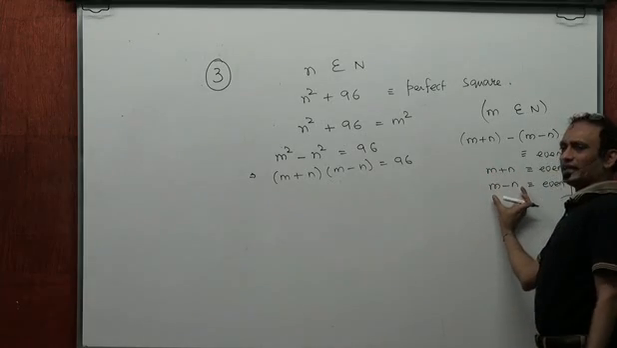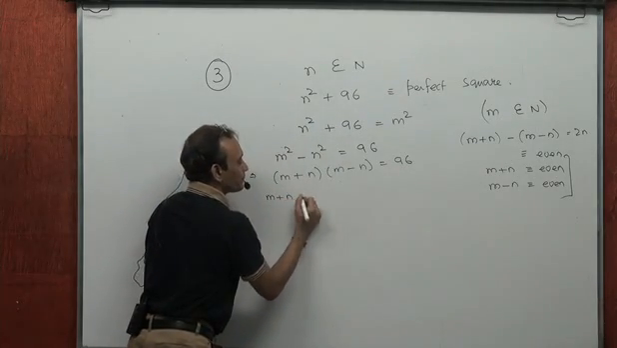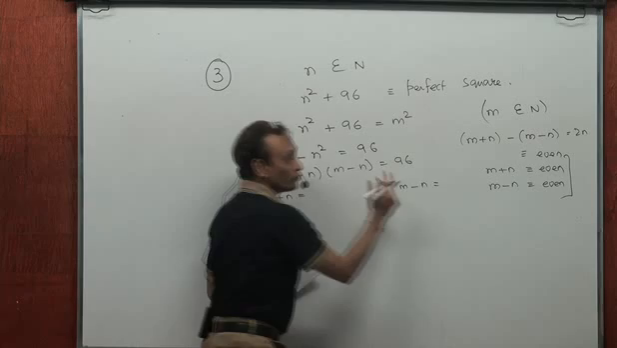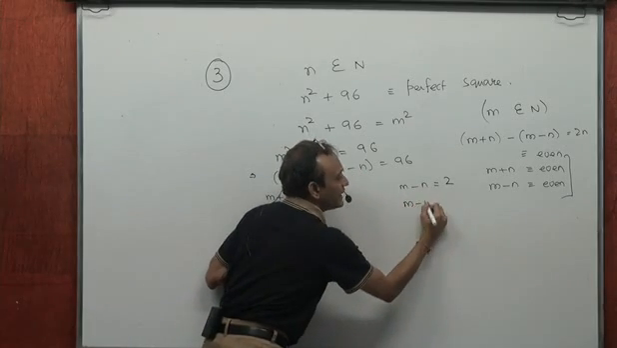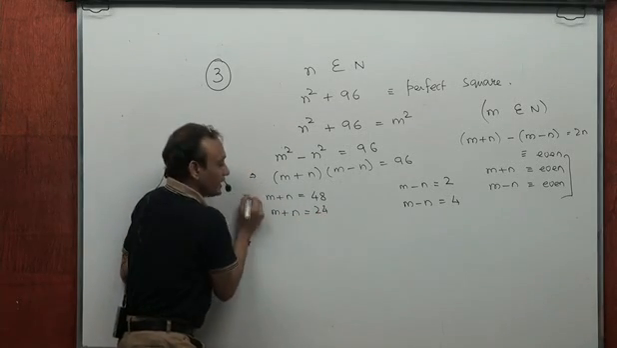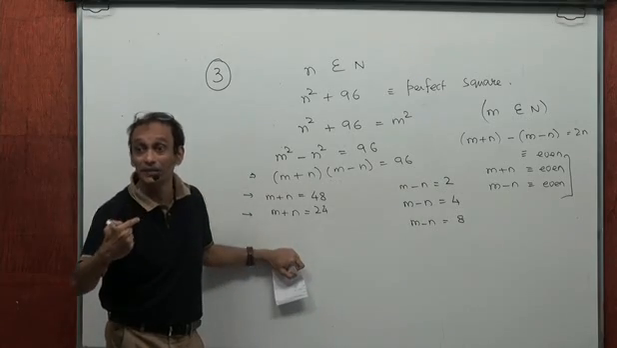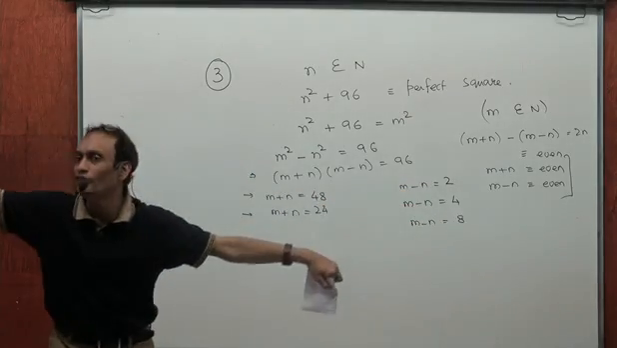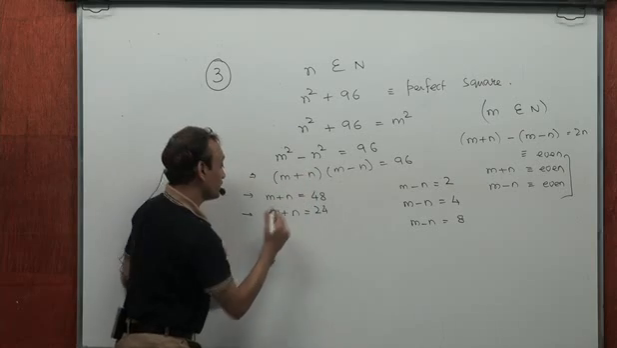And of course, m plus n is greater than m minus n because m and n are natural numbers. So then let's start looking at this. Say m minus n is 2, then m plus n would be 48. If m minus n is 4, m plus n would be 24. If m minus n is 8, then m plus n would be 12. Because m minus n and m plus n both have to be even, I am not even exploring m minus n equal to 3 or 5. Those are ruled out anyways.